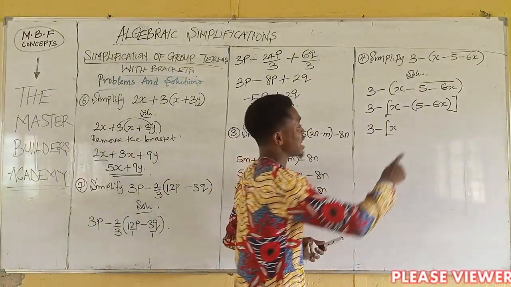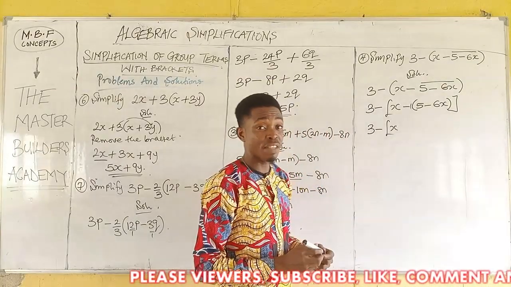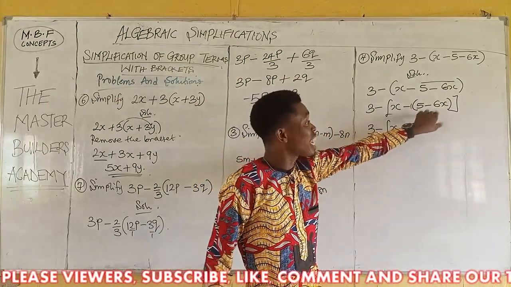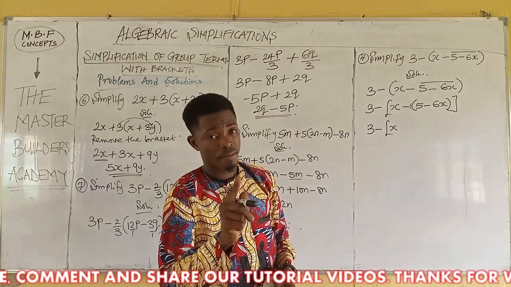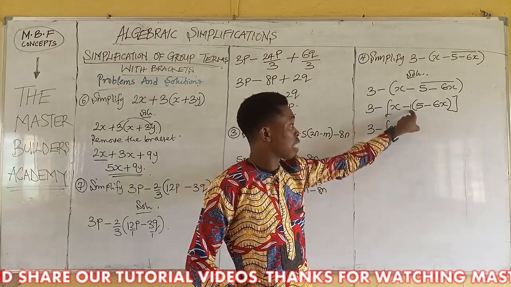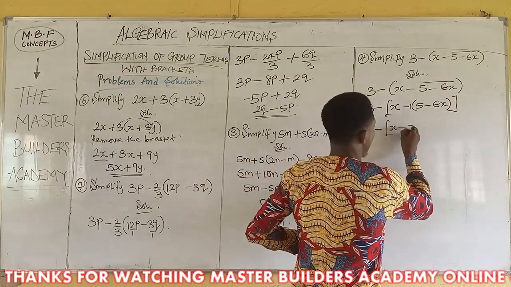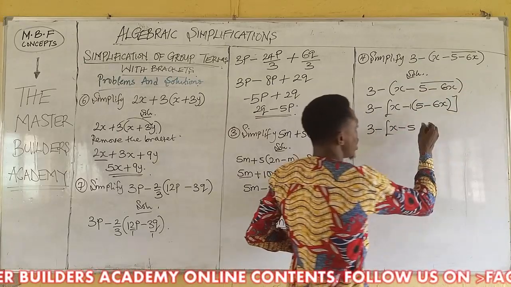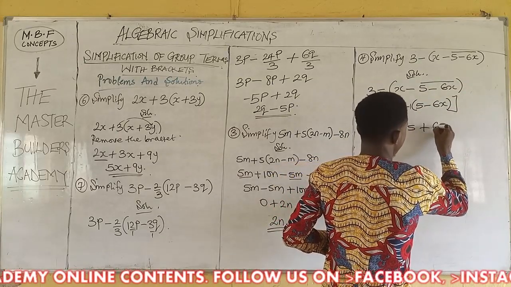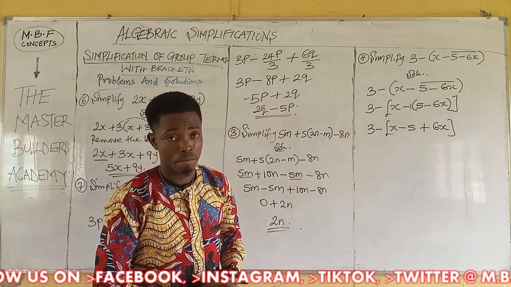And understand that in front of this bracket, we have an invisible 1 here. That shows that the multiplication factor of this internal bracket is -1. Don't forget, yes, it's -1. So -1 times 5, guys, we have -5, and -1 times -6x will give us plus 6x. I hope this is taken, guys.